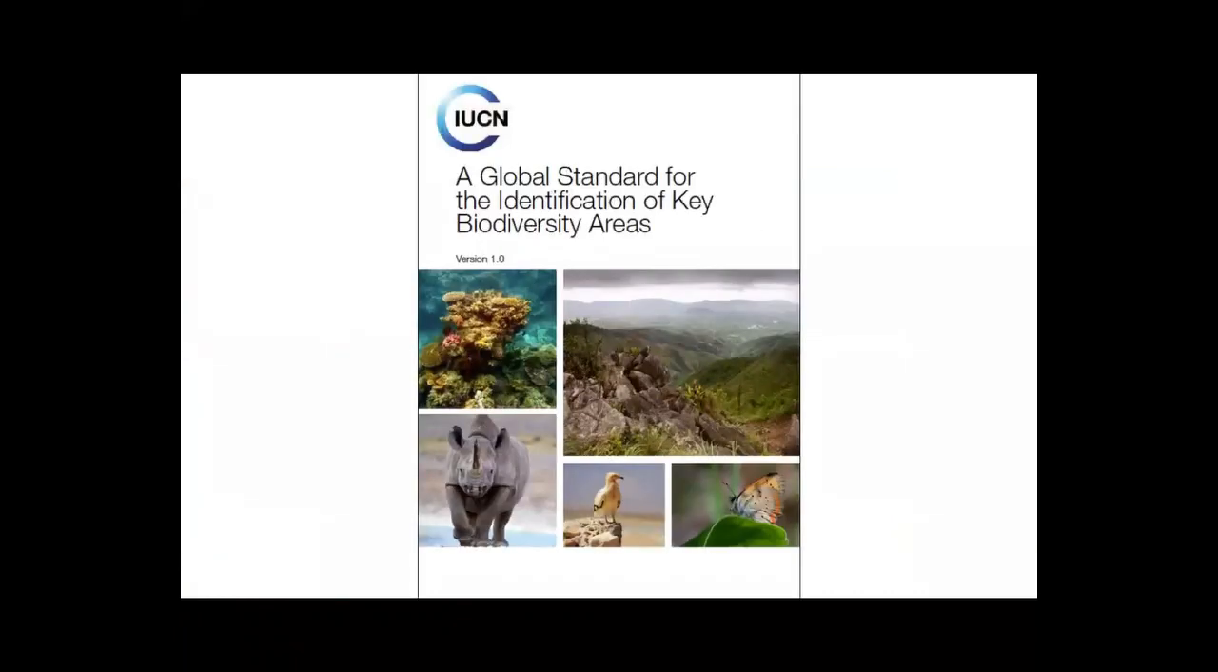So that's my very high level, quite rapid overview of what key biodiversity areas are. I'll now provide an overview of the Key Biodiversity Area Standard. The global standard for the identification of key biodiversity areas is a short, concise document that provides a set of definitions, criteria, thresholds, and delineation procedures for identifying key biodiversity areas in an objective, repeatable, and transparent way.